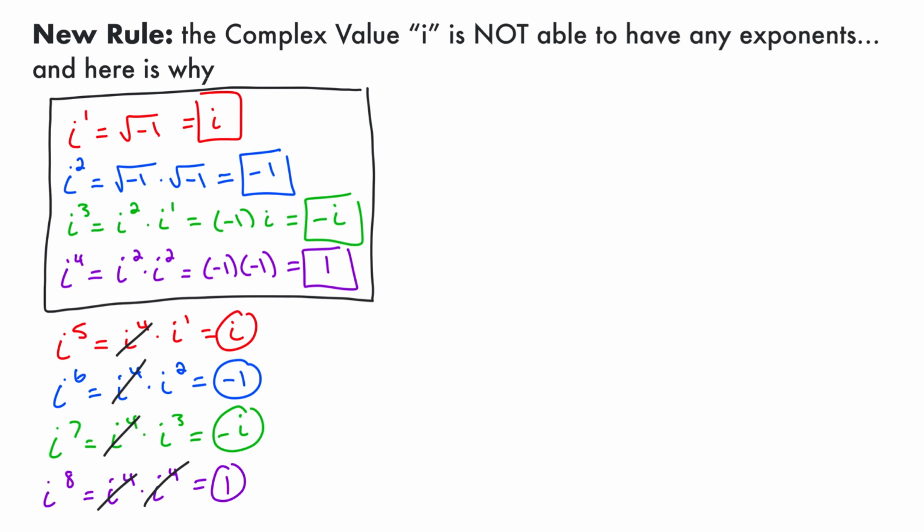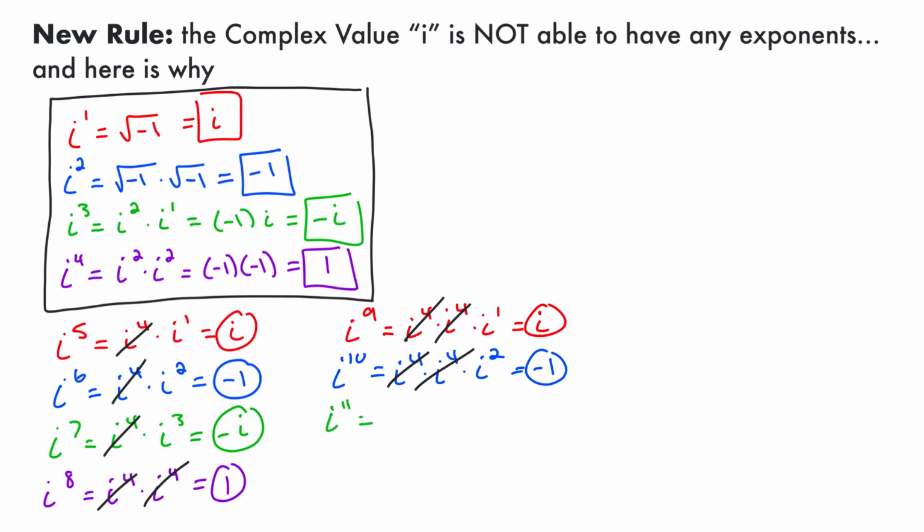I wonder what i to the 9th power is. That's just equal to i to the 4th times i to the 4th times i to the 1st. This is going to turn into 1. That's going to turn into 1. I to the 1st is just i. I to the 10th is i to the 4th times i to the 4th times i to the 2nd. The i to the 4ths go away. I to the 2nd is negative 1.